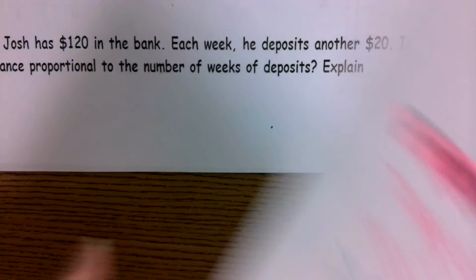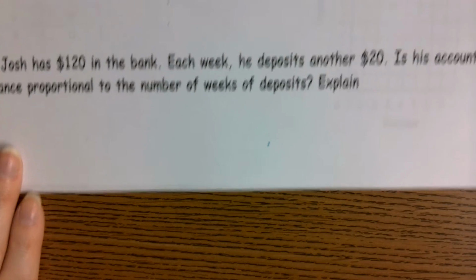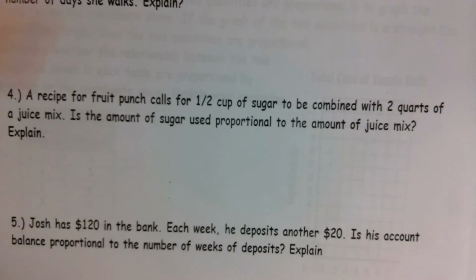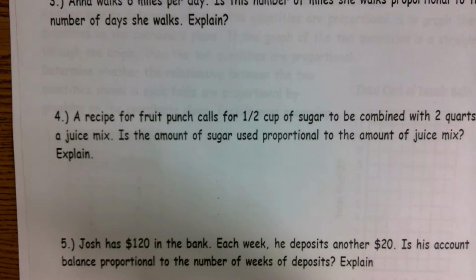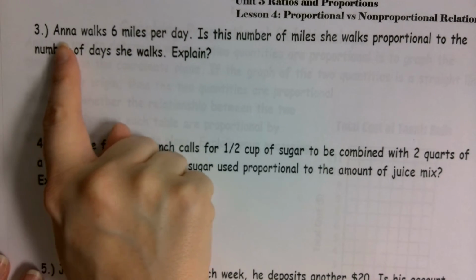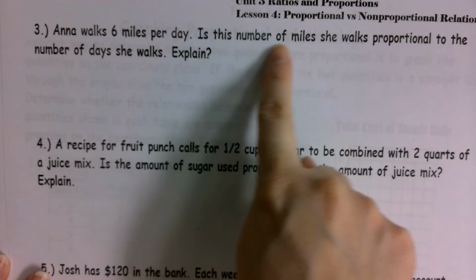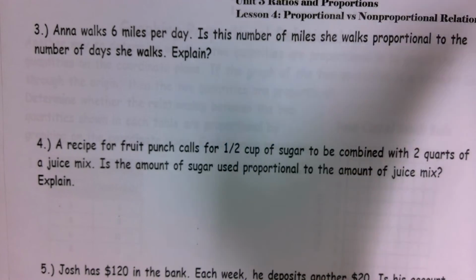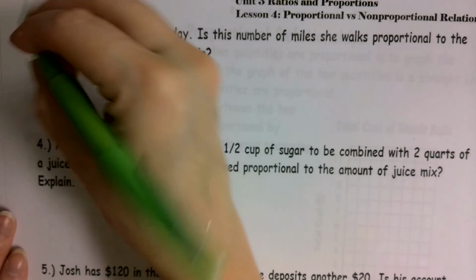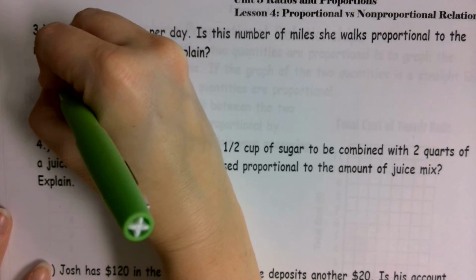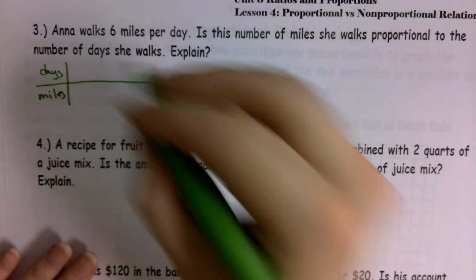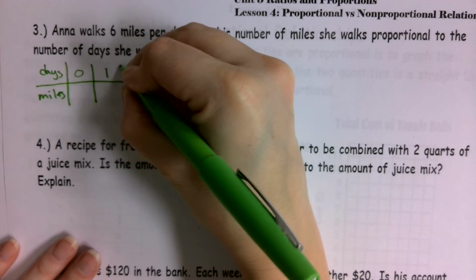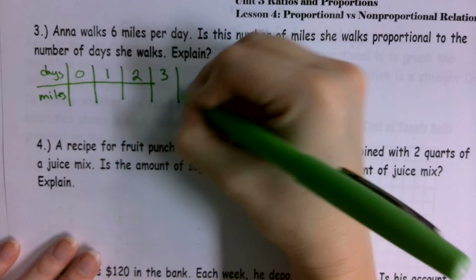Okay, so what I'm going to have you guys do here is I'm going to go ahead and set the table up for you, like what the table's format is going to be, and you're going to fill in the information about the table and then identify whether these are proportional or non-proportional relationships. So for problem 3, Anna walks 6 miles per day. Is the number of miles she walks proportional to the number of days that she's walking? So what we're going to do is we're going to set days up compared to miles. So I want you to find it for 0 days, 1 day, 2 days, 3 days, and 4 days.